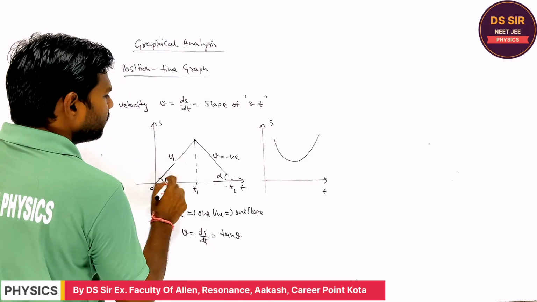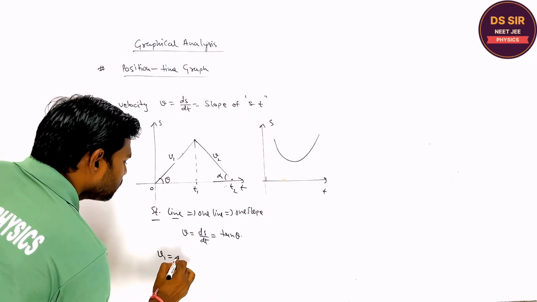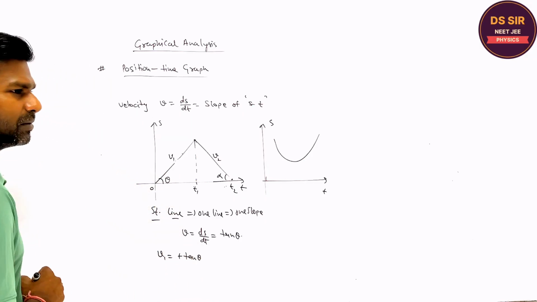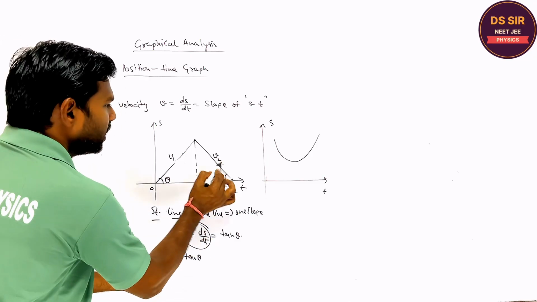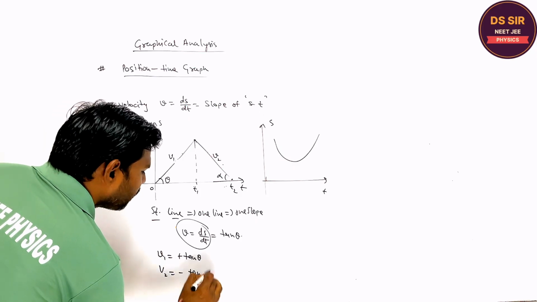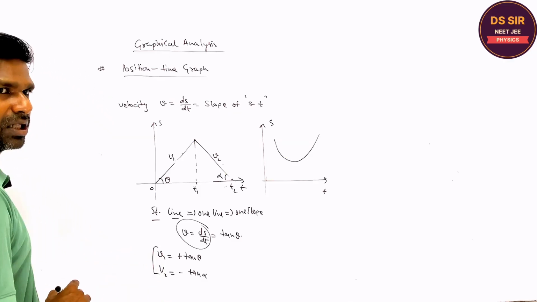So if you write v1 and v2, here v1 is the positive velocity and it is equal to tan theta. You have to write that, because v1 is nothing but ds upon dt. For this line, v2 is minus tan alpha. This is the negative slope and the negative velocity. Is it clear or not?